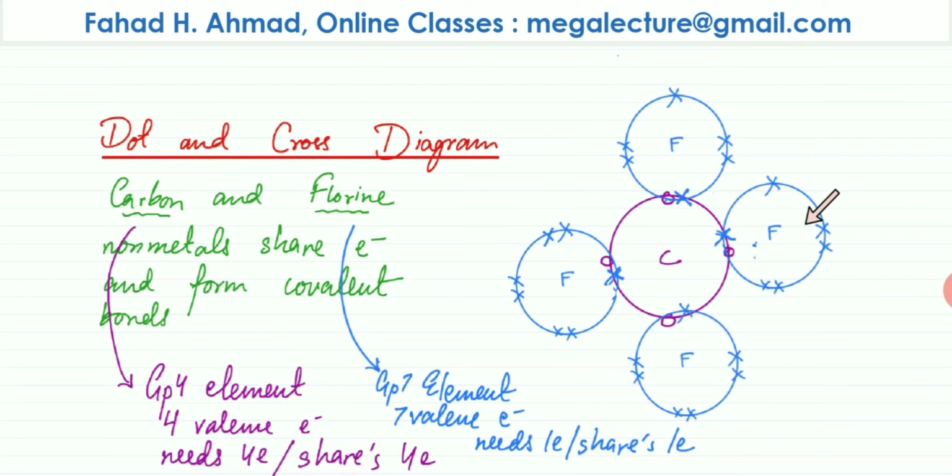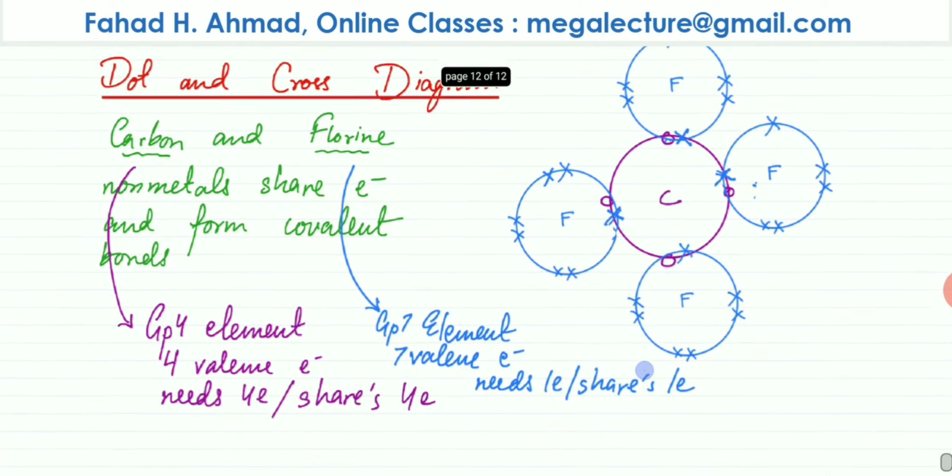Fluorine, on the other hand, needed just 1 electron, so it got this 1 purple electron from carbon, and its 8 electrons are now complete. So all the fluorines were able to complete their own outer shells. This is the dot and cross diagram for a CF4 molecule, carbon and fluorine.